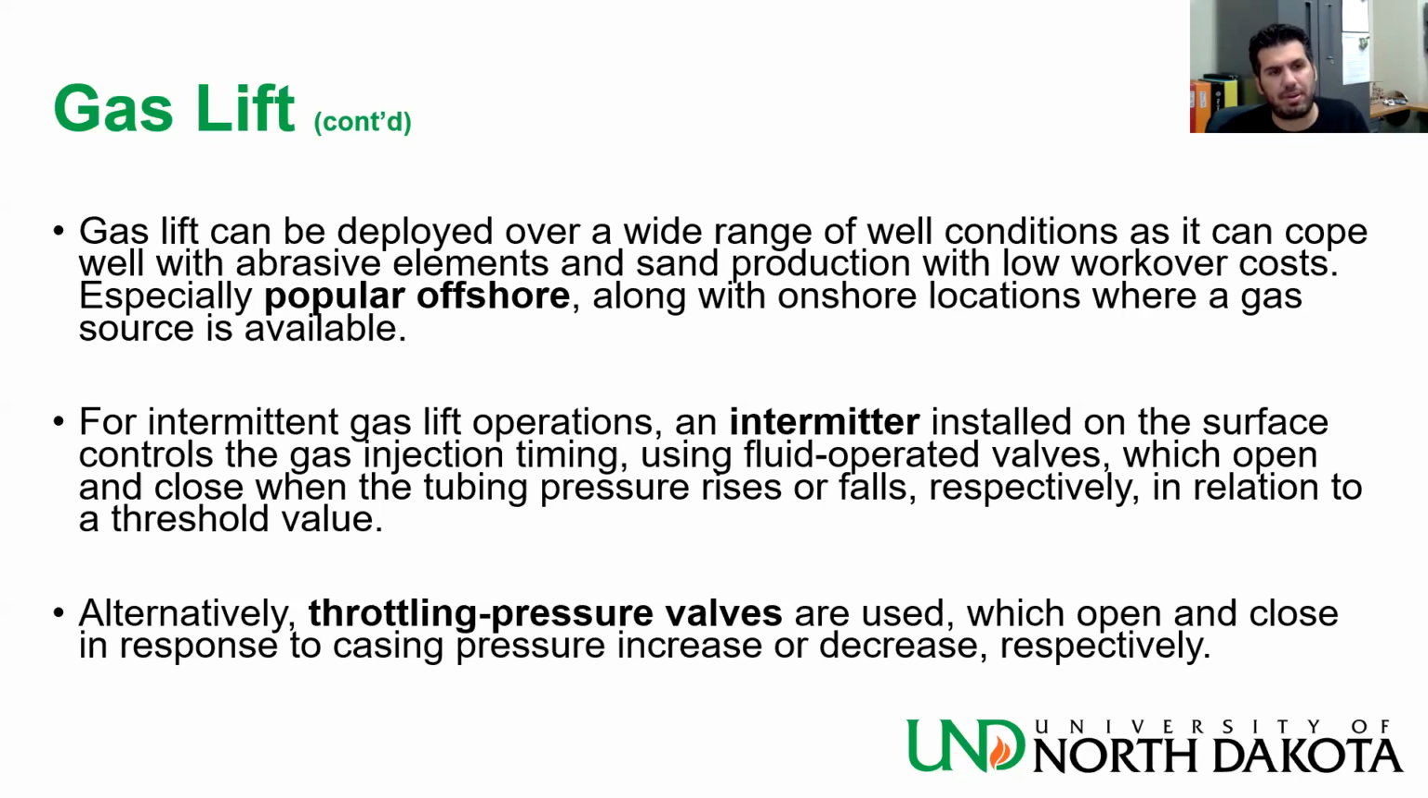Alternatively, throttling pressure valves are used, which open and close in response to casing pressure increase or decrease, respectively. Now, these intermediate and throttling pressure valves, some of them can be made active, so you change the pressure and therefore they activate, or make them work passively. I prefer if they work passively because they need less human interference. So you can have them open or close respectively from things that you do on the surface or things that you plant from the surface.